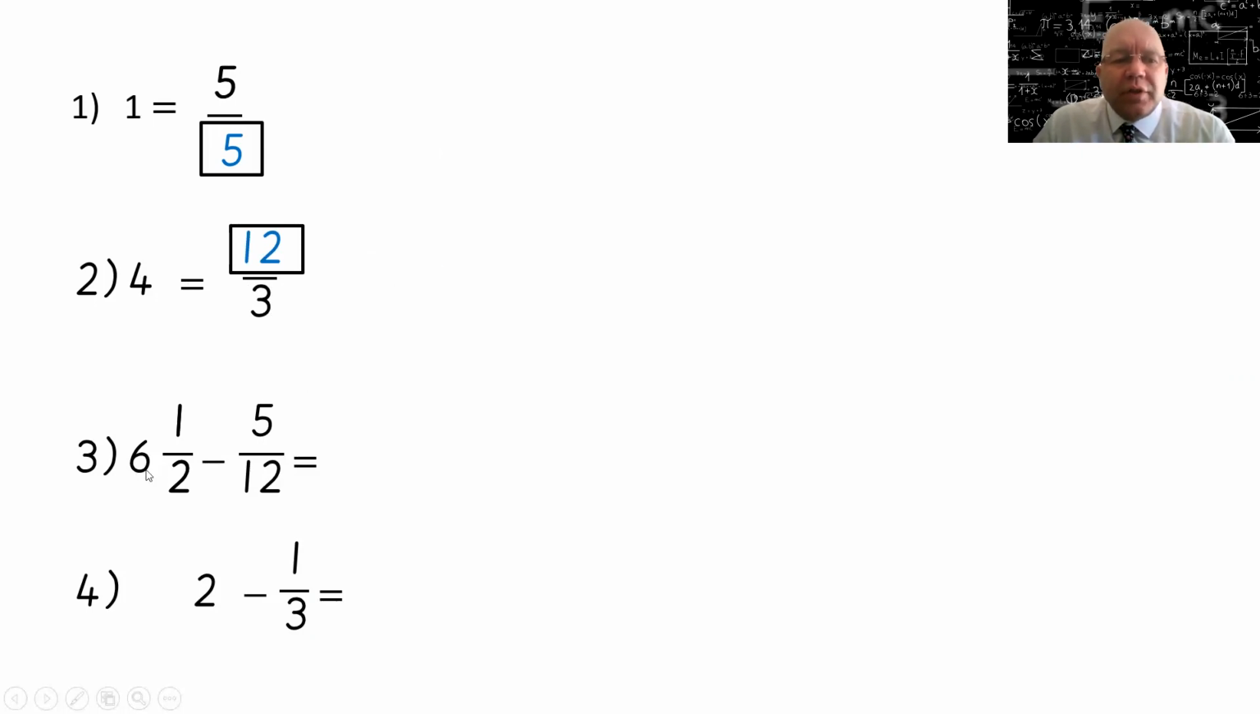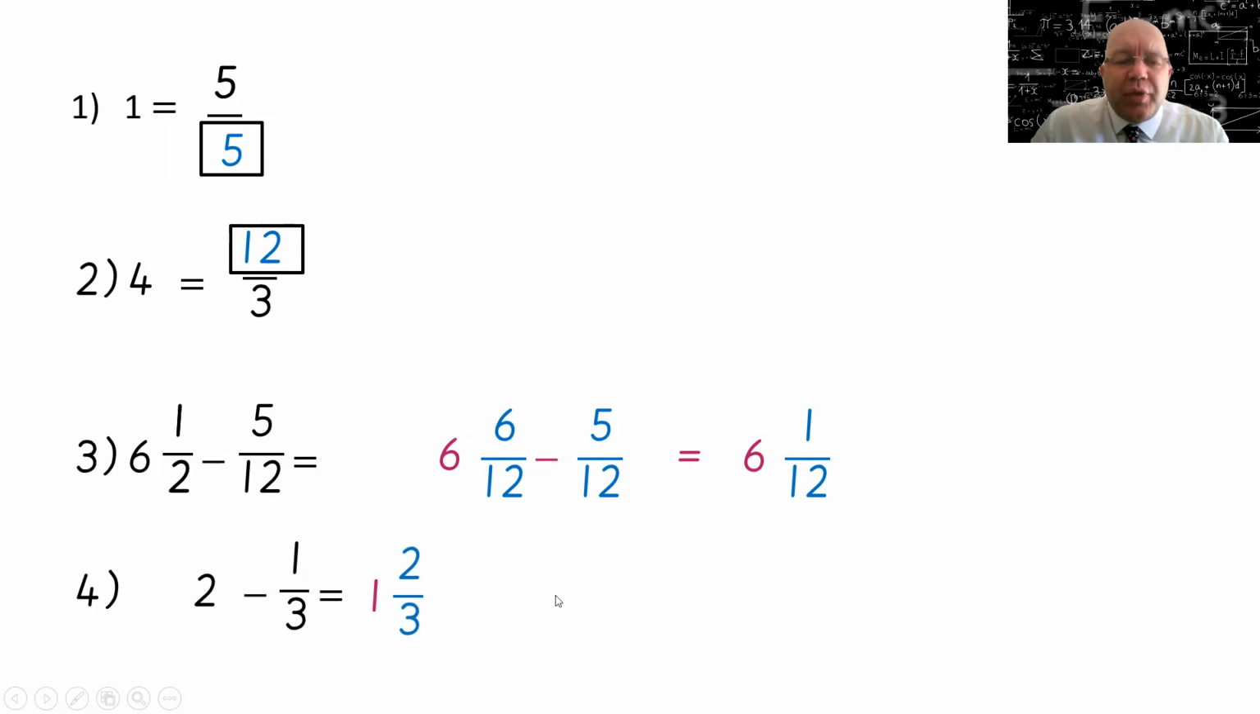Question 3. I've got 6 and a half, take away 5/12. Now, the first thing I need to do is create a common denominator. So convert my half into 12s. So I've got 6 and 6/12, take away 5/12. Gives us 6 and 1/12. And finally, 2 whole 1s, take away 1/3, leaves us with 1 and 2/3. Remember, a whole 1 is 3/3, so I've got 1 and 3/3, take away 1/3, leaves me with 1 and 2/3.